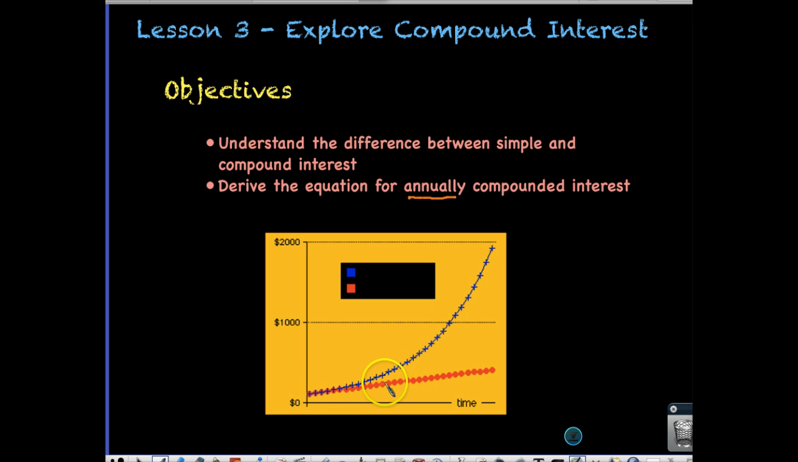This red line that's straight, that's linear, represents our simple interest, while the blue line represents our compound interest. You can tell by the blue line that it is growing at a not constant rate. It is growing exponentially. That's why it's important to understand the difference, because if we have a savings account that grows at a compound rate, it's going to grow much faster than a savings account that only earns simple interest.